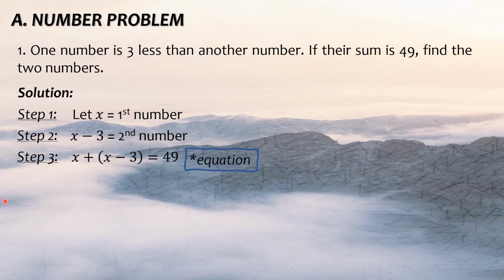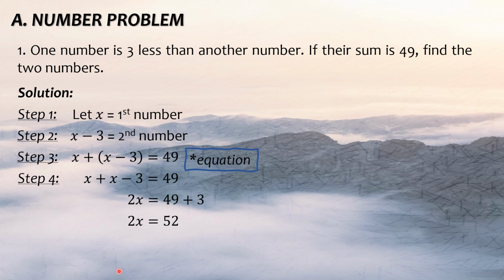So, let us now proceed to the fourth step. Sa fourth step, alisin lang natin yung parentheses, and then let us now combine like terms or find the value of x. X plus x is 2x equals 49 plus 3. Paano naging 49 plus 3? Yung negative 3, tinranspose natin sa right side ng equation, kaya naging positive 3. Paano naging 2x? Kapag may variable x na nakasulat, automatic may 1 yun sa left side, so 1 plus 1 is 2. Next, 2x equals 52.